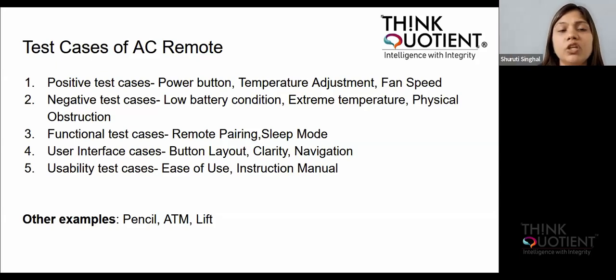Okay. You also have timer setting. So whether you are able to set it or not. You also have a swing feature. You can just check whether the swing is working perfectly or not. So these are all positive test cases.